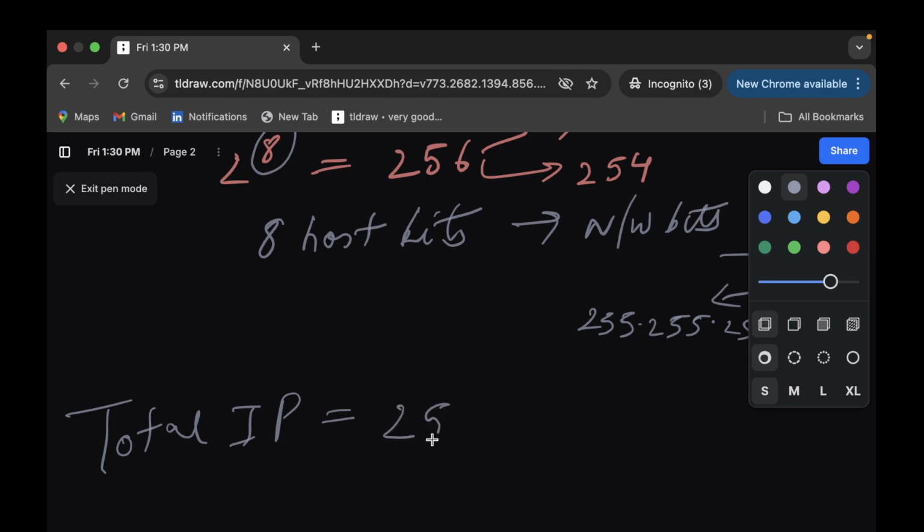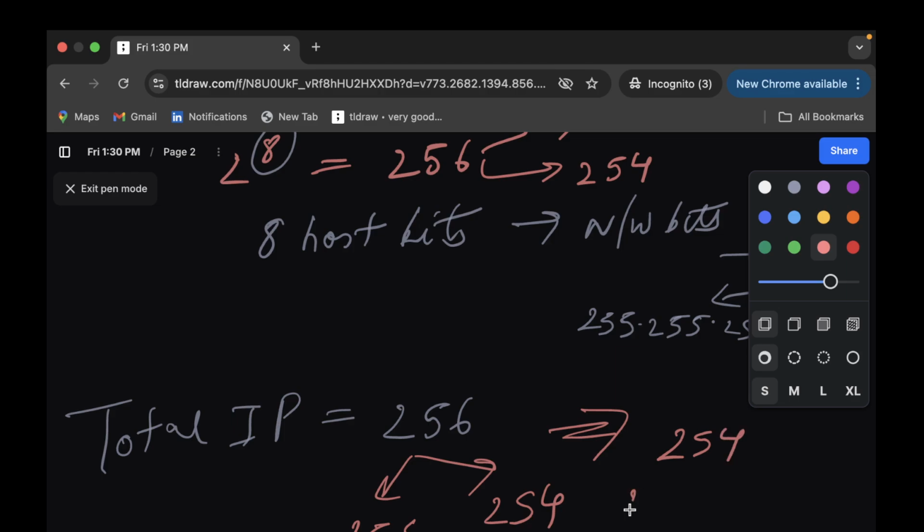So total IPs that I have now is 256, out of which one is reserved here, one is reserved here, right? So I have in total 254 usable IPs.